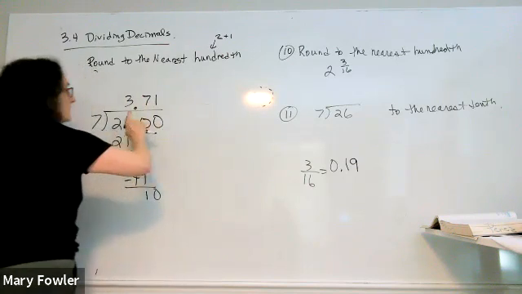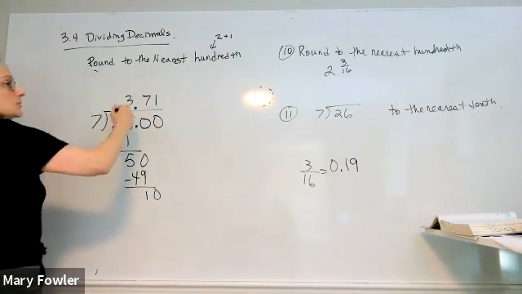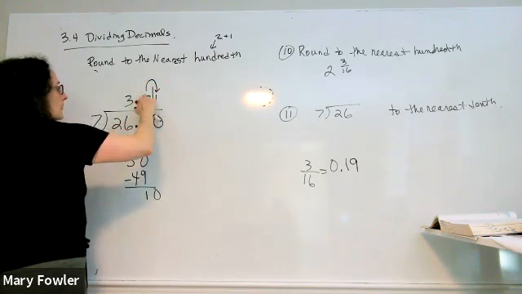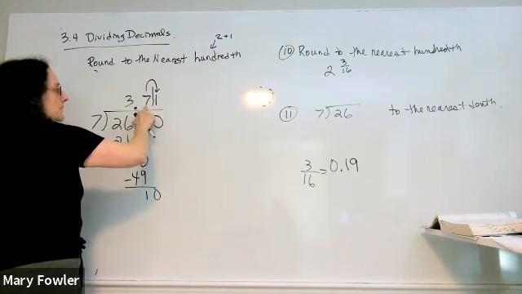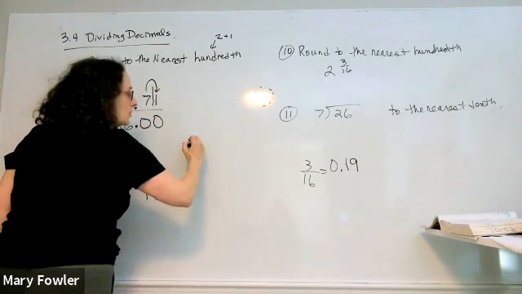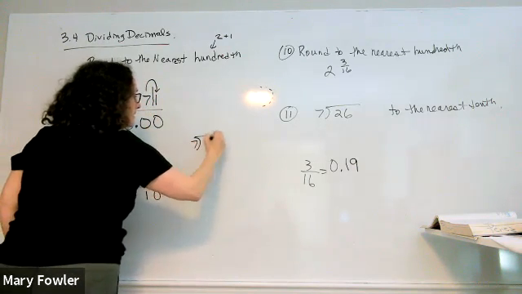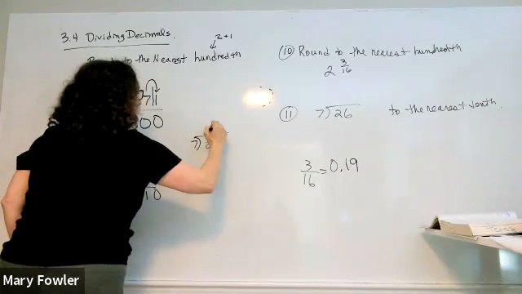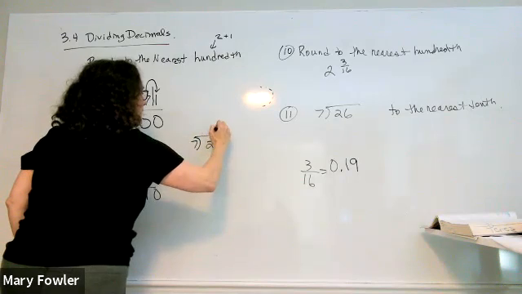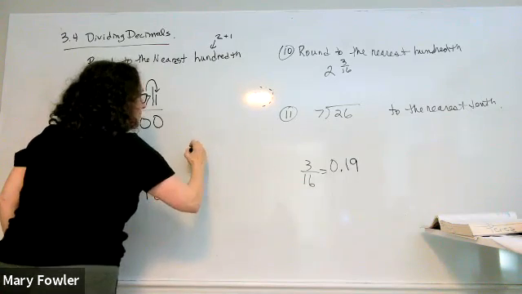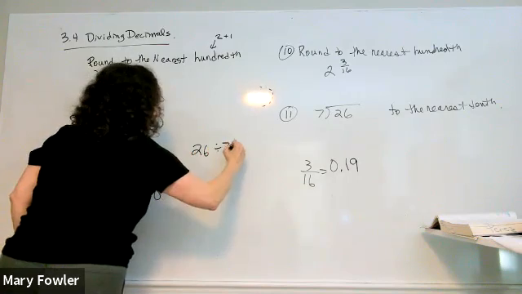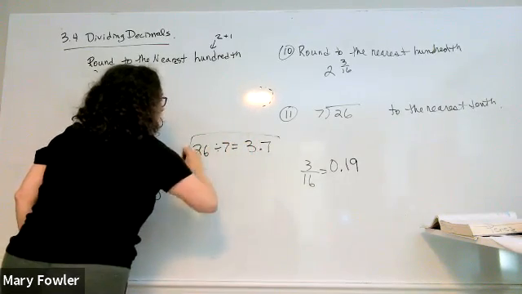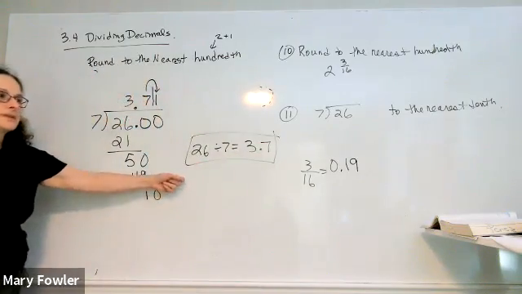And now we need to round to the nearest tenth. So here's our rounding wall. Peeking over, the fact that that digit is a 1 means that we just truncate. So what we have is 7 into 26. I'll write it like this, excuse me, 26 divided by 7 to the nearest tenth is 3.7.